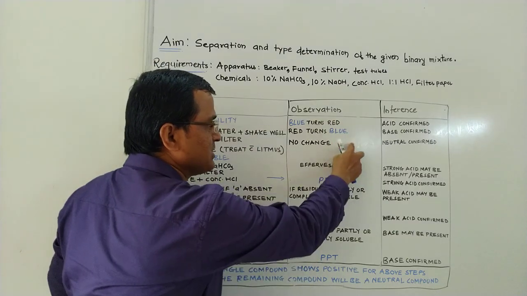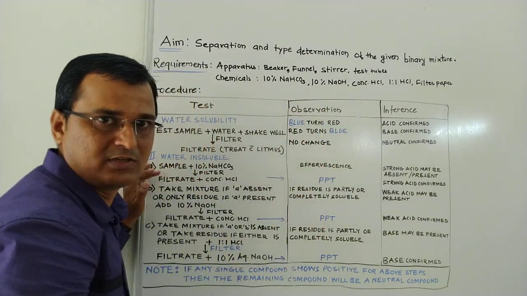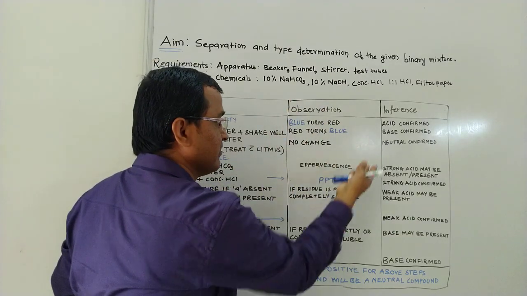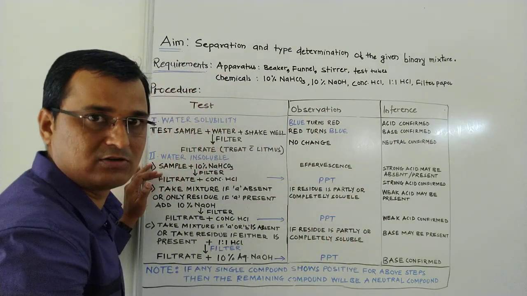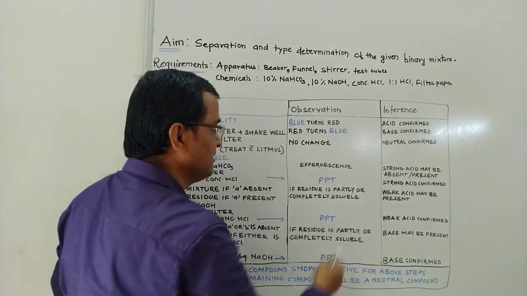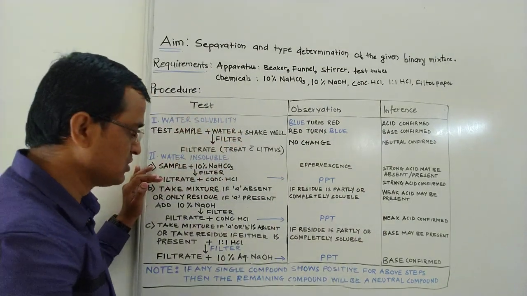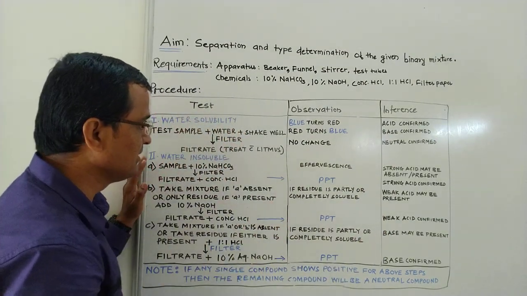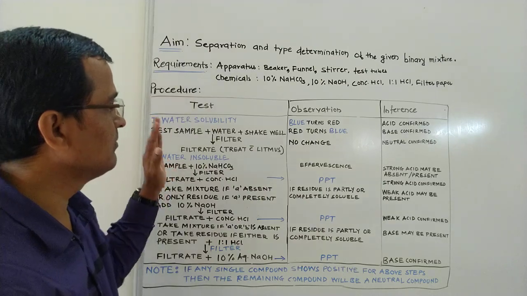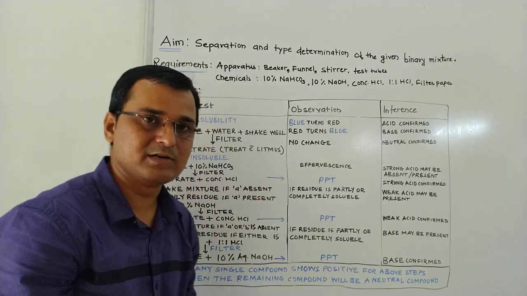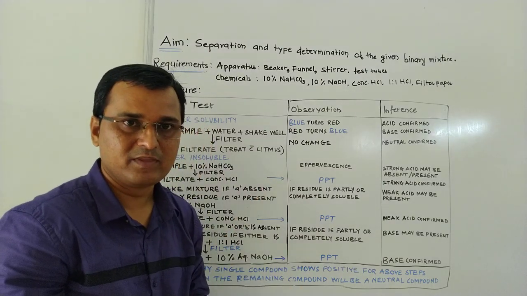because in case of litmus you can only confirm the acid. You cannot confirm whether it is a strong acid or a weak acid, correct? So while writing, please don't make those mistakes. So this is all about the separation and type determination of the given binary mixture.